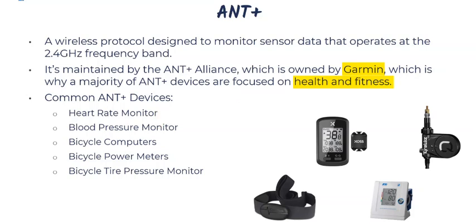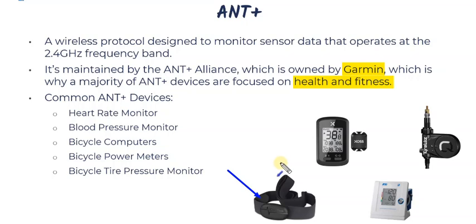So let's talk about some common ANT+ devices. Number one, heart rate monitors like we see right here. This is your typical chest heart rate monitor, and it utilizes the ANT+ protocol to communicate with a device such as your smartphone to tell you what your heart rate is. Number two, a blood pressure monitor like we see right here.